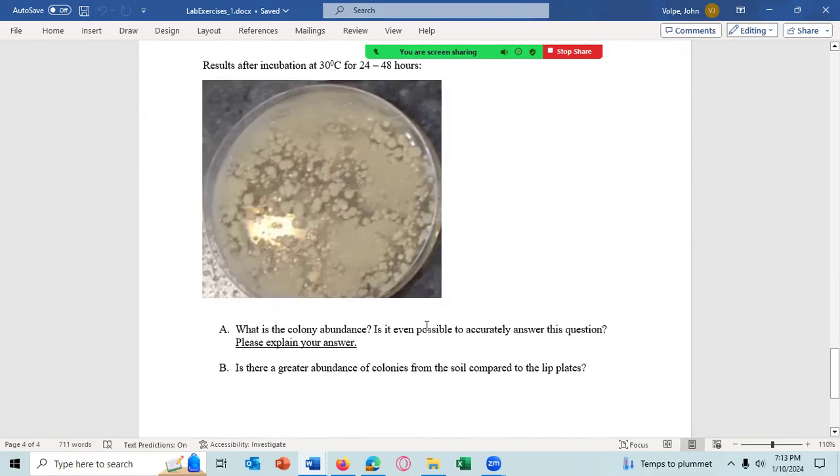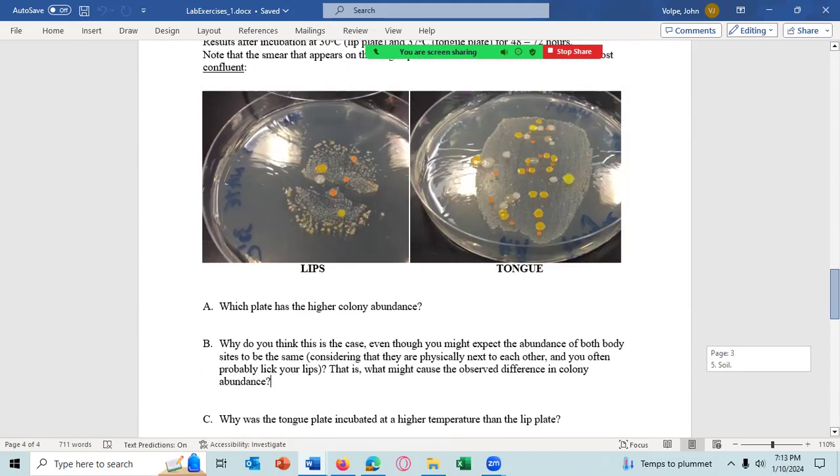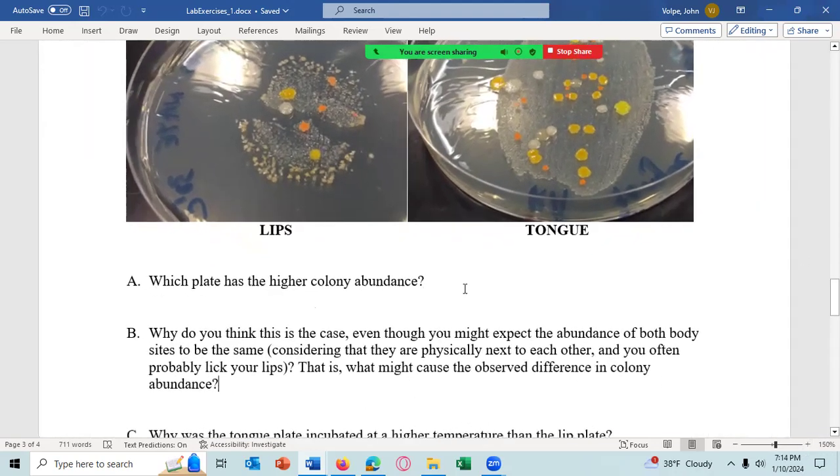And it says, what is the colony abundance of this soil plate? Is it even possible to accurately answer this question, and explain your answer? And then procedure 5B, is there greater abundance of colonies from the soil compared to the lip plate? And I will warn you that it looks like the lip plate is small colonies, but there are some that are very large.